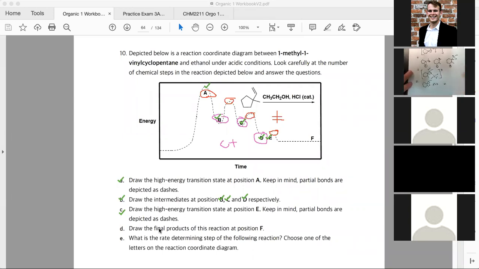What is the rate determining step of the following reaction? And it has to be a letter on the diagram. And this is a dead giveaway question.